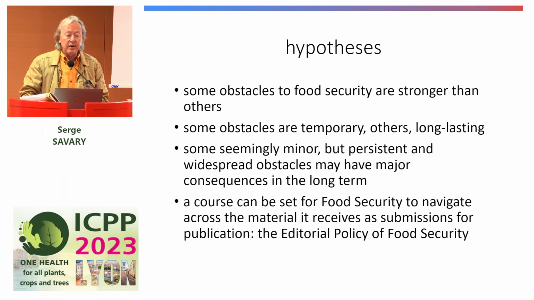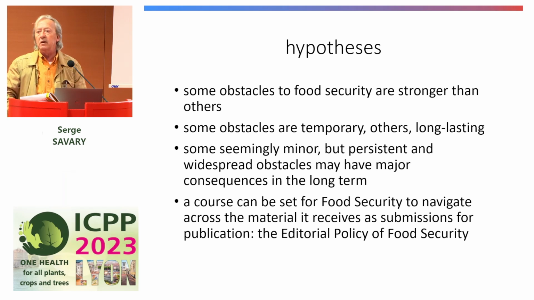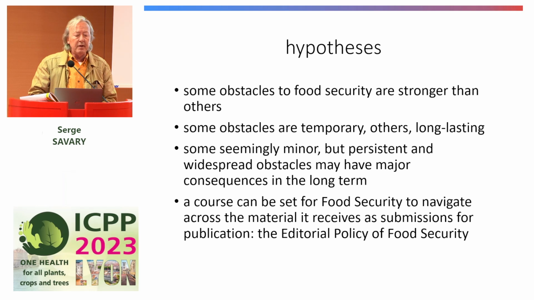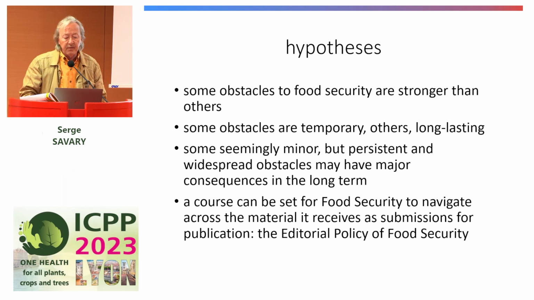So my hypothesis was that there are some obstacles to food security, and obstacles to removing food insecurity, which are stronger than others. I'm assuming that some obstacles are temporary, whereas others are long-lasting. Some obstacles may look minor, not so important, but persistent. Whereas others may be big, but not so persistent. And so with my colleagues, the senior editors, we have to navigate an editorial board, an editorial policy of the journal across all these elements.